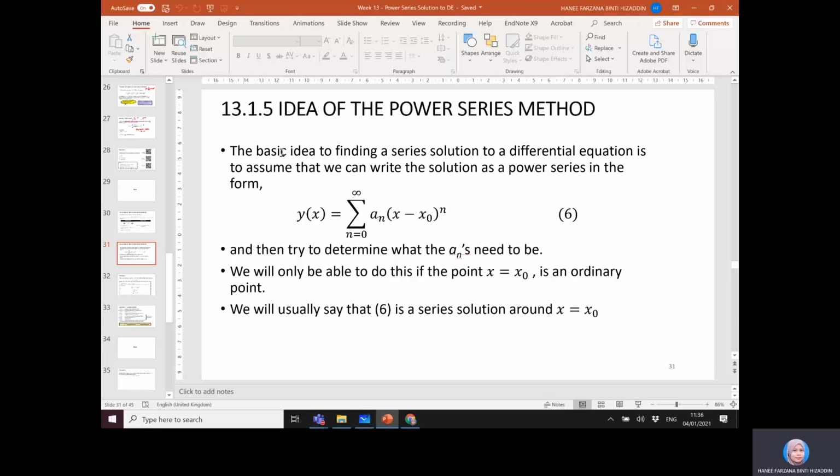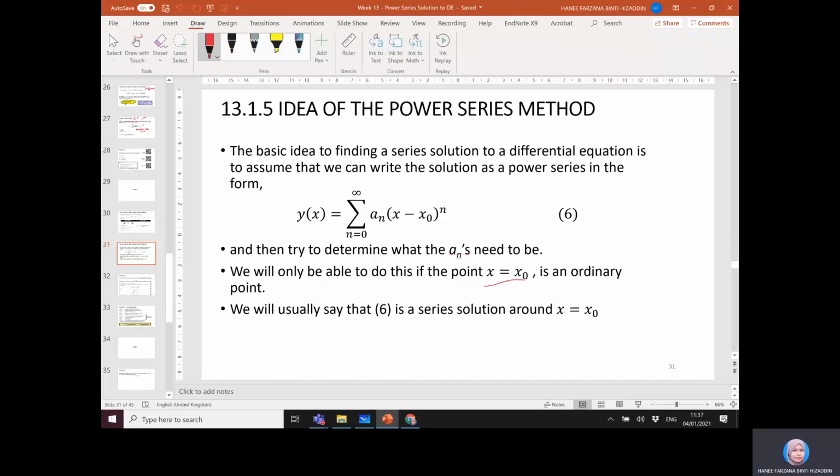Right, so the basic idea to finding the series solution to a differential equation is to assume that we can write the solution as a power series in this standard form. You've seen this standard form several times now. And then we try to determine what the a n, the coefficients, need to be. We can only do this if x equals x naught is an ordinary point, and we will say that equation 6 here is a series solution around x equals x naught.